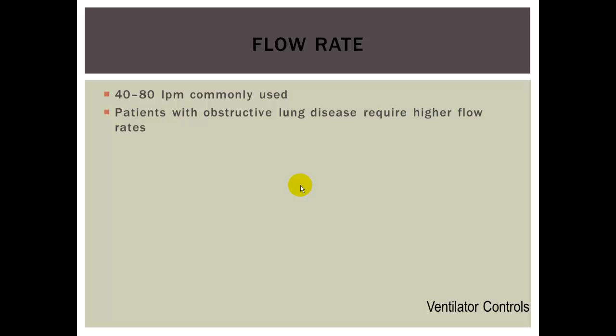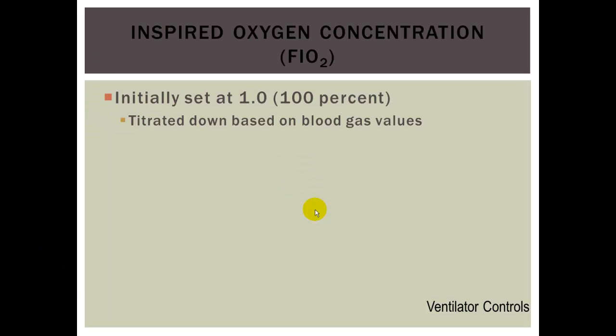Flow rate is generally 40 to 80 liters per minute. It's commonly used. Patients with obstructive lung disease require a higher flow rate. We might actually have to kick this up to 100. And this would be the amount of liters per minute that we're running over their lung tissue as far as the flow rate goes. This is also associated with our other settings, our tidal volume settings and our minute volume settings and so on.